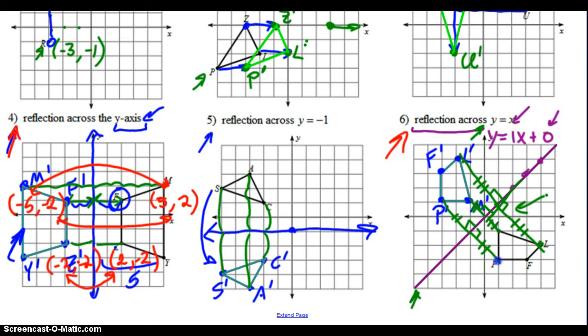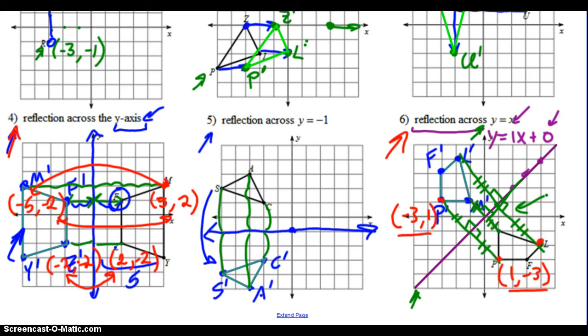Take a look at the coordinate of p, right? P is at the coordinate 1, comma -3, whereas p prime is at the coordinate -3, comma 1. So it looks like the x values and the y values are just being switched. 1, comma -3 changes to -3, comma 1.